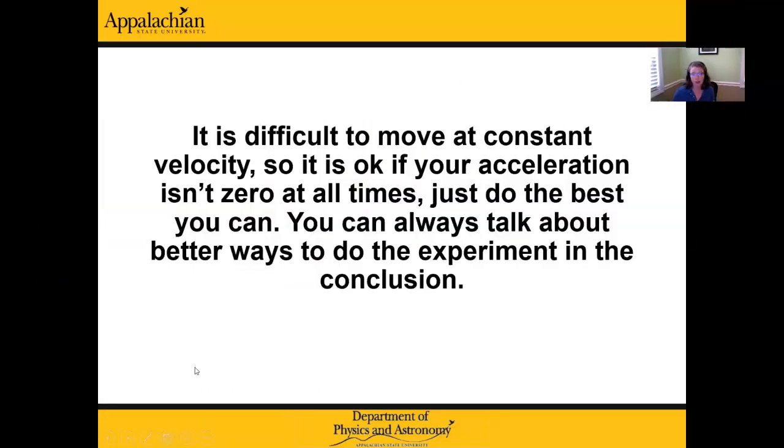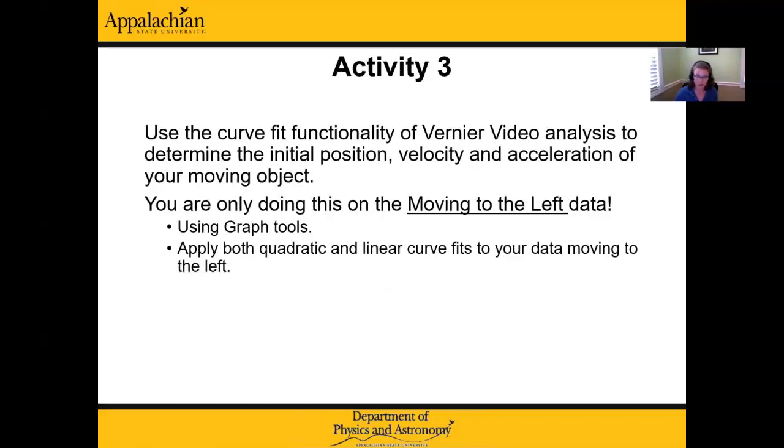Okay. So one thing I wanted to let you all know is that it's pretty difficult to move at constant velocity. So it's okay if your acceleration isn't exactly 0, and your velocity is maybe a little bit jerky. It's not necessarily constant. It's okay. You can always talk about better ways to do the experiment in your conclusion and causes for experimental error. So don't get hung up because it's not perfect. Just get some data, move forward.